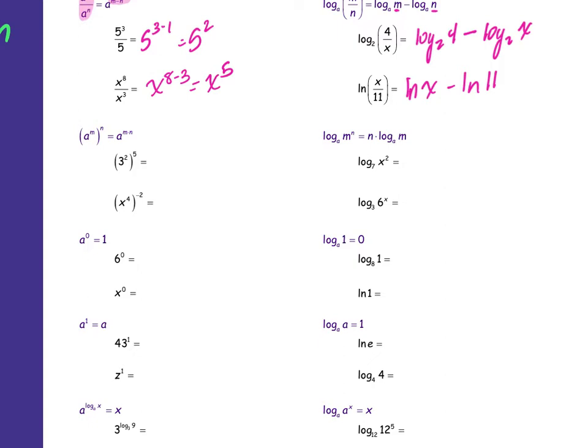For the third row, which is multiplication, I have a to the m to the nth. If I have a power raised to a power, that means I'm going to multiply my powers together. So that means I've got 3 to the 2 times 5, or 3 to the 10th power. And the second one says x to the 4 times negative 2, which equals x to the negative 8.